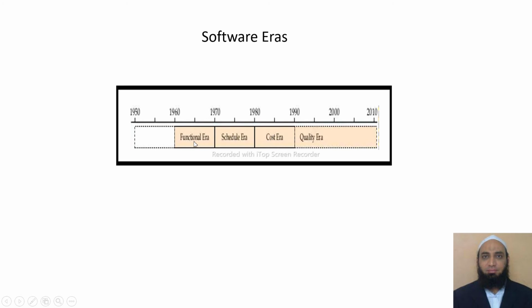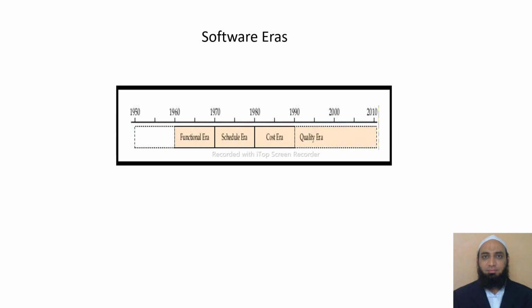So we started from this era, just from scratch, with the development of a few applications. We focused on functions, we focused on planning like scheduling, we focused on the cost, and finally we came to know that the life of the software depends upon the quality. So after 1990, we switched our focus to the quality of the software. People recognized the importance of quality. 1990 and beyond is certainly the quality era.